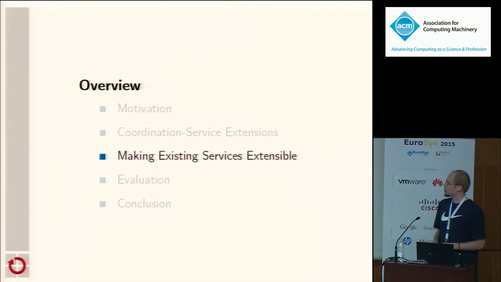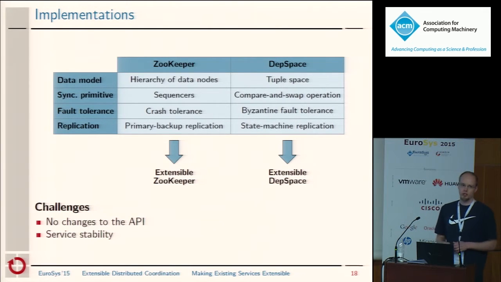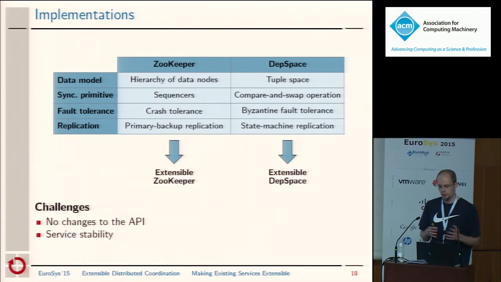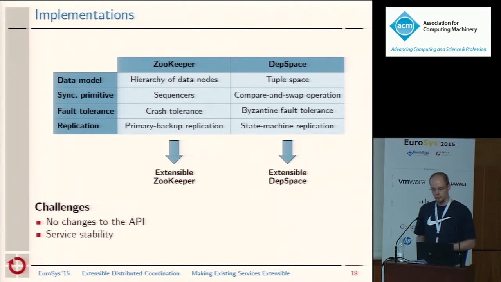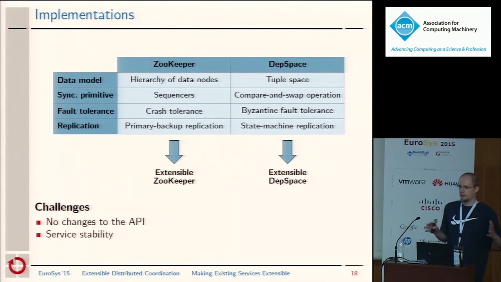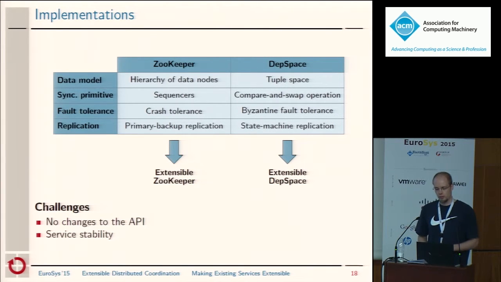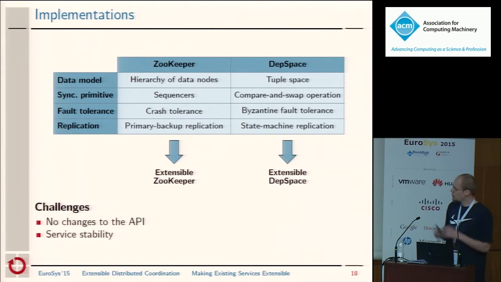Now, a few words on implementation. What we did was we took 2 existing coordination services, ZooKeeper and DepSpace, which are quite different in that they use different data models, they provide different synchronization primitives, they offer different fault tolerance guarantees, one is crash tolerant, one is Byzantine fault tolerant, they use entirely different replication approaches, primary backup replication in ZooKeeper, Byzantine fault tolerant state machine replication in DepSpace. And we made them extensible. So we had 2 services, Extensible ZooKeeper and Extensible DepSpace.